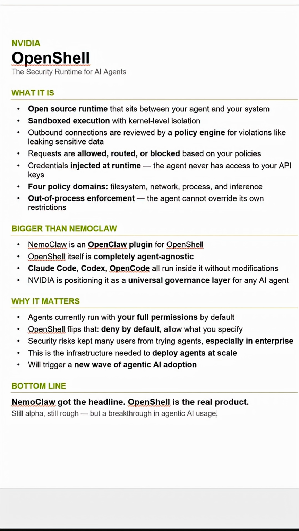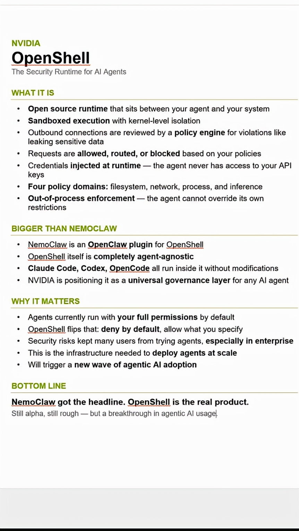Everything runs inside a sandbox with kernel level isolation. Every time the agent tries to make an outbound connection, it hits a policy engine first. The request is reviewed for policy violations like leaking sensitive data. That connection is either allowed, routed through a managed model, logged, or blocked entirely. Credentials are injected at runtime and never touch the sandbox file system.